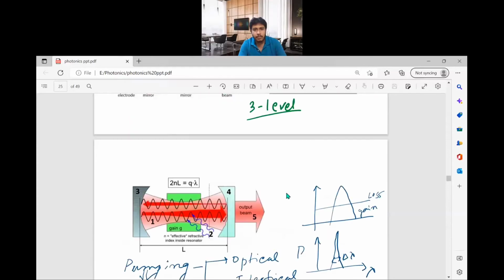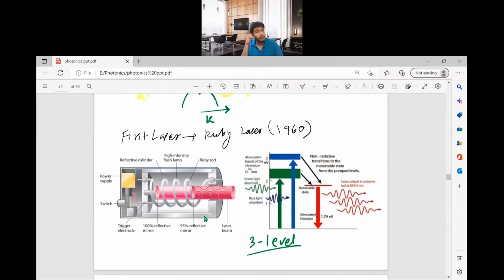This is the first laser. As you can see, the first laser is the ruby laser. It was invented in 1960. It's a ruby rod, and you have a high intensity flash lamp here. This will give the pumping to this rod.